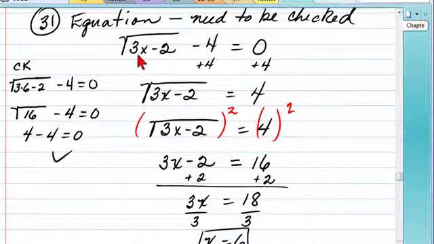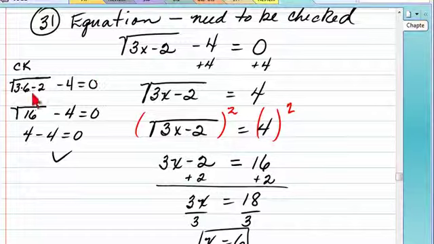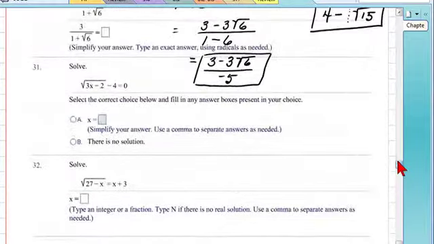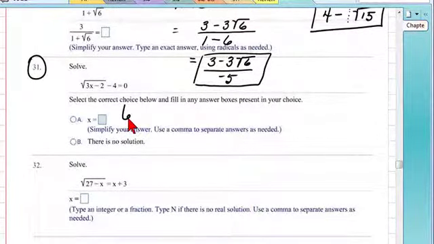Okay, right here, the original equation was 3 times x minus 2. I got the answer, x is 6. Okay? So, going back up, that was number 31. X was 6. And you notice that you do have an option, there is no solution. That would be in case the answer you got didn't check. All right, let's look at number 32.